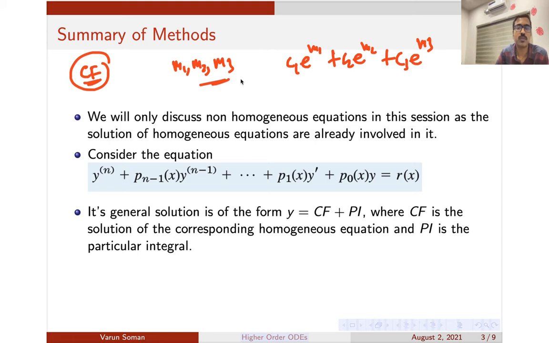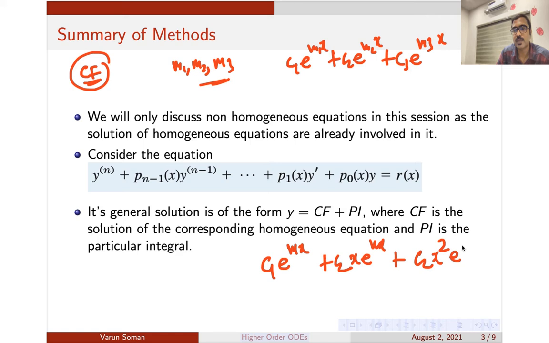Suppose all of them are the same. In that case, just like the second order equation, don't forget x. If all these m's are the same, it will be simply c1 e raised to mx plus c2 x into e raised to mx plus, since there are three roots, c3 x square into e raised to mx. You can carry over this concept. If there are four equal roots, there will be a c4 x cube e raised to mx also.